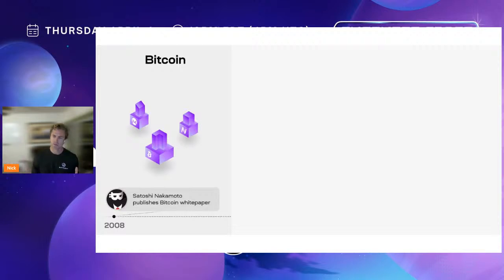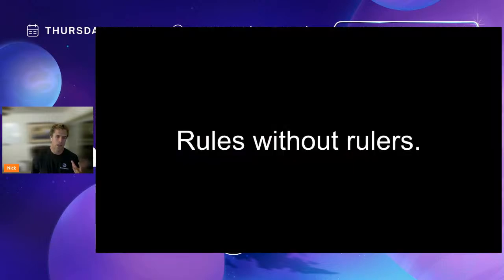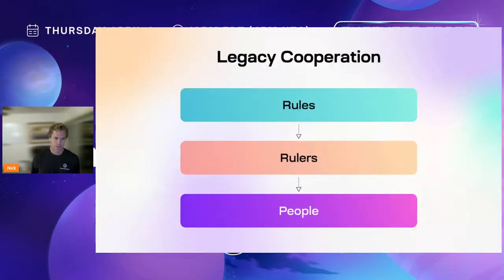as with everything blockchain related, it starts in 2008 when Satoshi Nakamoto published the Bitcoin white paper. And what was so novel about what Satoshi proposed was that he envisioned a system for the first time that could have rules without rulers. So you could have a bunch of people agree on a set of rules, and then they would be able to enforce those rules without requiring this power hierarchy.